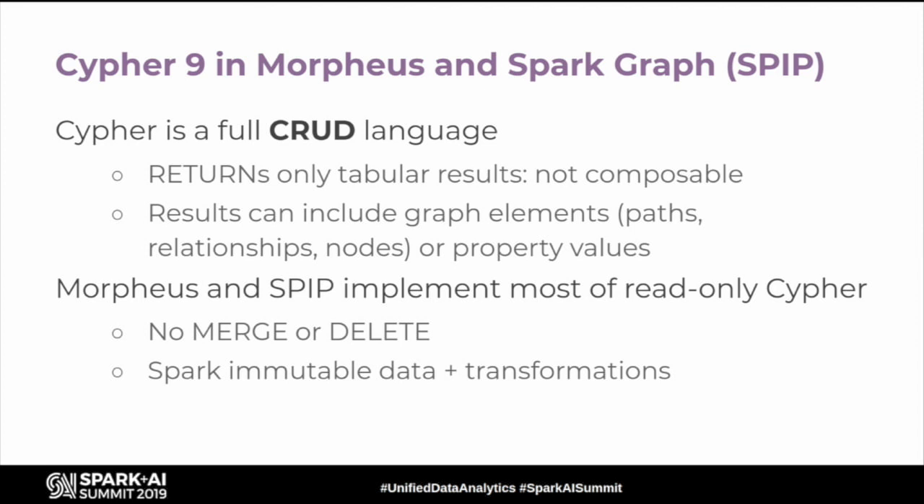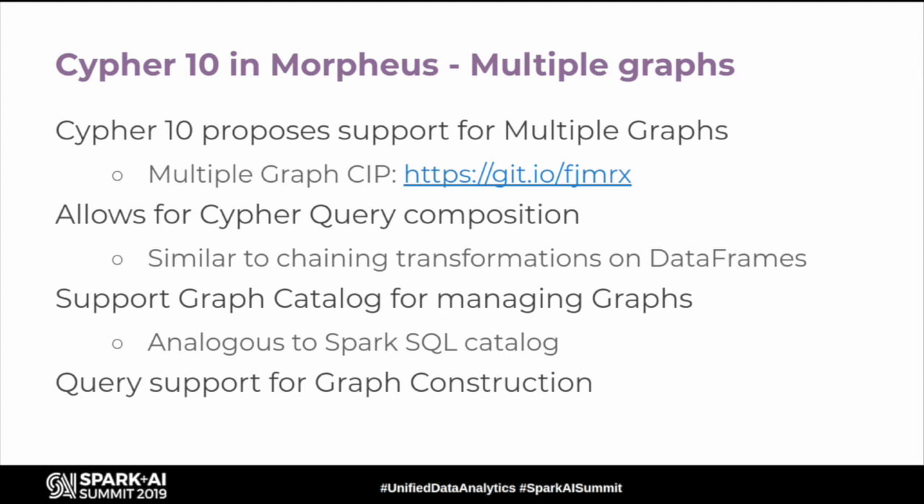Morpheus and also the SPIP that we mentioned, Spark Graph, implements, of course, read-only Cypher, because we cannot mutate the data frames underneath. However, in Morpheus with Cypher 10, we are able to support multiple graphs, which also includes the feature of a query returning a graph instead of a table. And if a language allows you to have a graph as input and a graph as output for a query, you can compose queries into more complex pipelines. And that's basically what Cypher 10 is proposing with the multiple graph improvement proposal that we linked here.